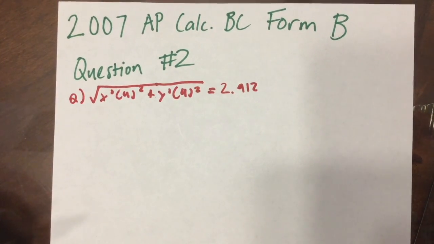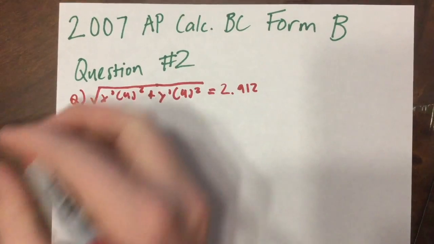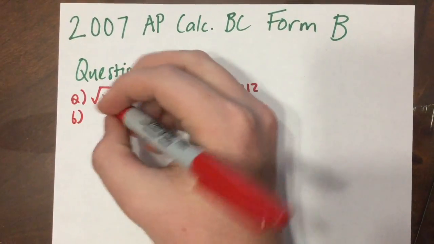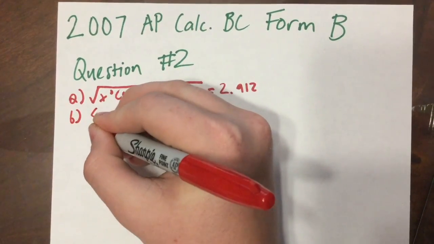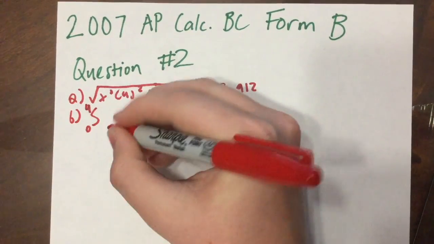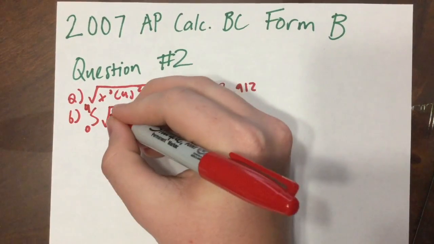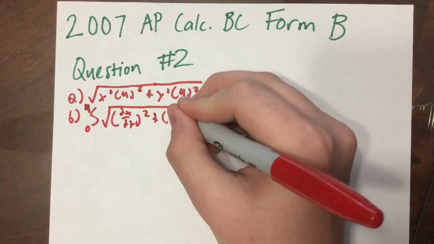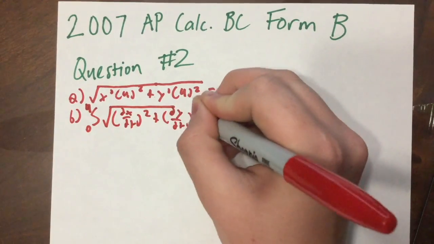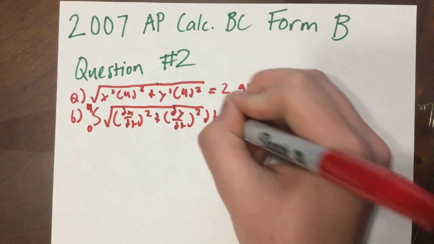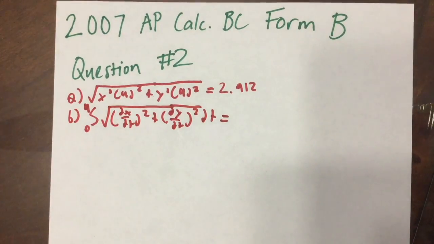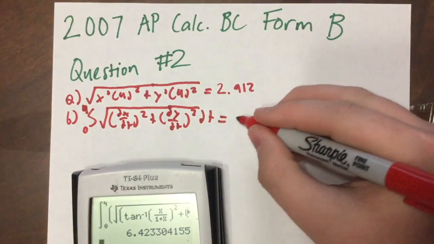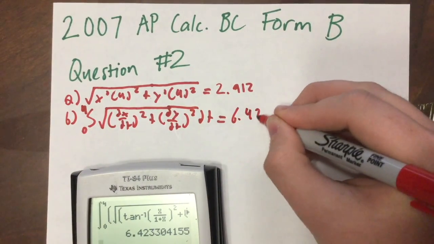So part B says find the total distance traveled by the object over the time interval 0 is less than or equal to t is less than or equal to 4. And distance is the arc length formula, which is the integral from 0 to 4 of the square root of dx/dt squared plus dy/dt squared dt. We can put that into our calculators, which we already did, and it equals 6.423.